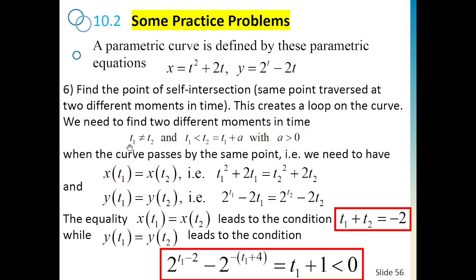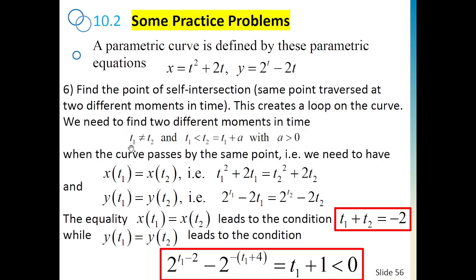So we need two different moments in time where x is the same and y is the same. So x(t1) and x(t2) are the same, and y(t1) and y(t2) are also the same. So we have the same point at two different moments in time. The principle is okay, it's not that complicated. Now finding those values of t1 and t2, that's another story. We just know that they need to be different.